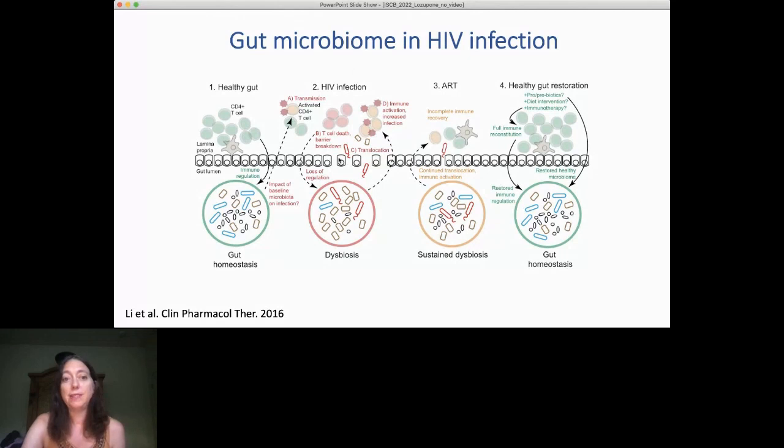Once transmission happens, other research groups have shown that there's a breakdown in intestinal barrier function, and microbial products and parts move from the gut to the blood, where they can drive systemic immune activation. With antiretroviral therapy, this is partially but not completely corrected, and remaining immune activation in people living with HIV has been linked with poor health and comorbidity.